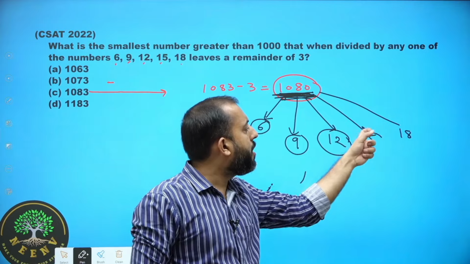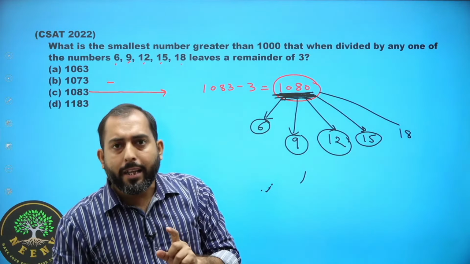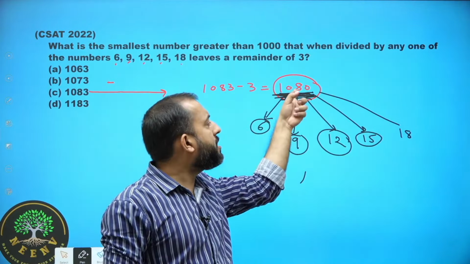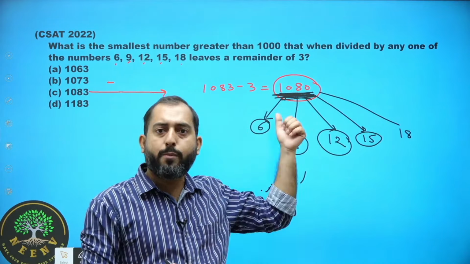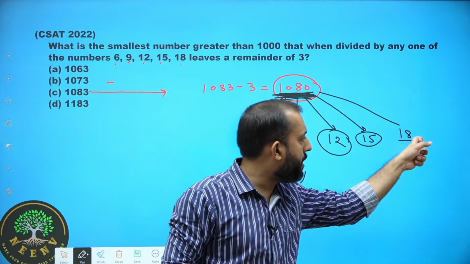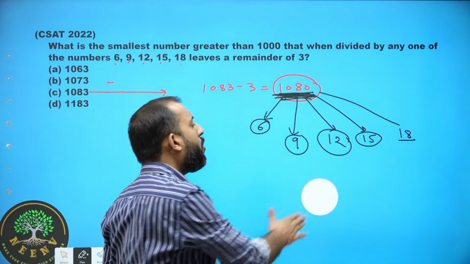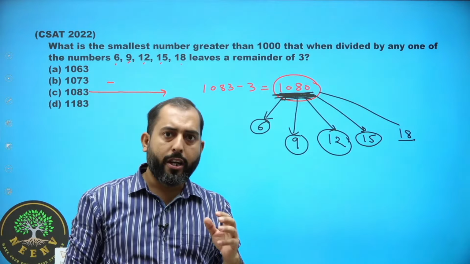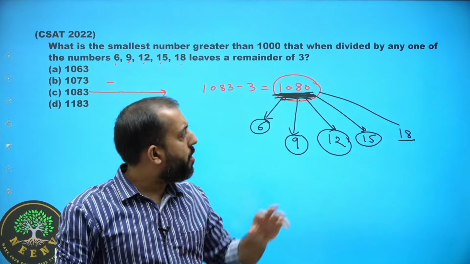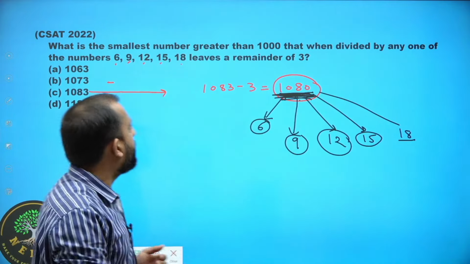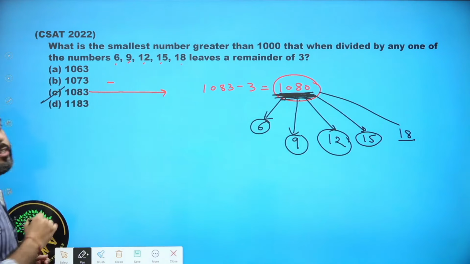For 15, number should be divisible by 3 as well as by 5. This number is ending with 0, so definitely the number is divisible by 5 as well as by 3. And similarly, for divisibility rule of 18, the number should be divisible by 9 as well as by 2. We have proved it already. So the right answer of this question is option C.